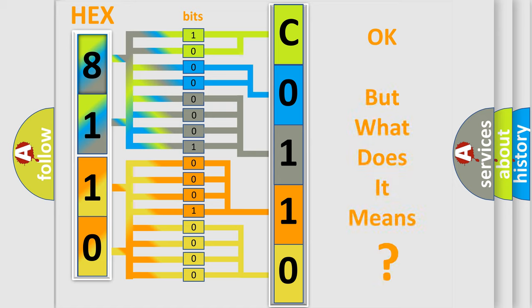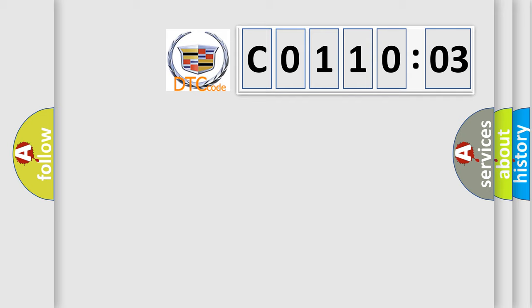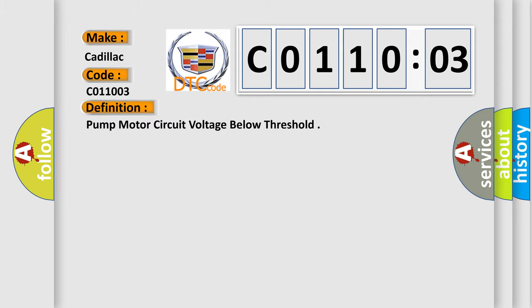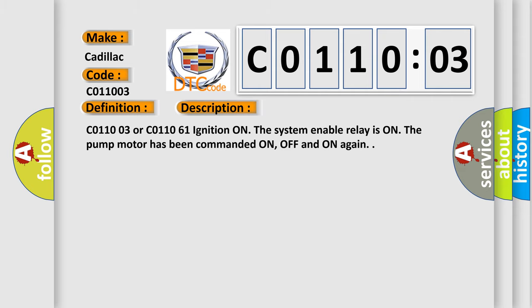The number itself does not make sense to us if we cannot assign information to what it actually expresses. So, what does the diagnostic trouble code C0110-03 interpret specifically for Cadillac? The basic definition is pump motor circuit voltage below threshold. And now this is a short description of this DTC code.